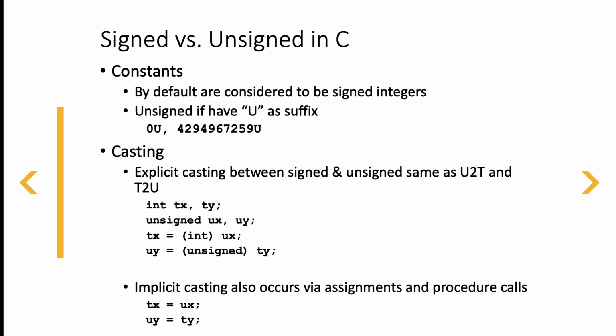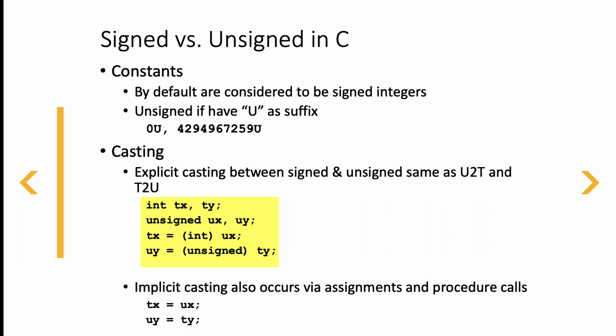Now, explicit casting between signed and unsigned works the same as those functions we talked about, our unsigned to 2's complement and 2's complement to unsigned functions. We can see a little code snippet here where we just cast, just like we've seen in various other languages. We can directly cast from an unsigned to a 2's complement or the other way around just by putting these keywords in parentheses before the variable itself. So this is how we do an explicit cast.